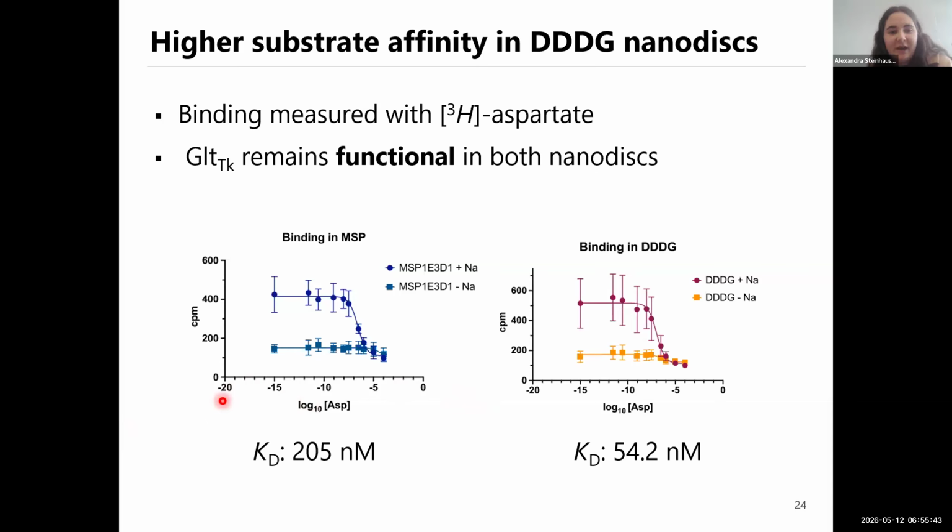And there are two curves on each graph, because if you remember from the very beginning, I said it transports aspartate together with sodium. So without sodium, it's not able to bind to its ligand, which is why we have these curves here serving as a control. But once we add sodium, we get a nice binding curve, and we could determine the KD. And the KD seemed to be 4 times lower for DDDG, which again might be because of the nature of the nanodisc. So probably the protein is conformationally more flexible in this nanodisc.